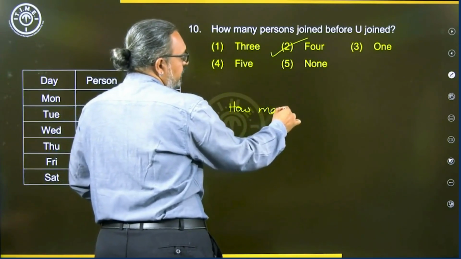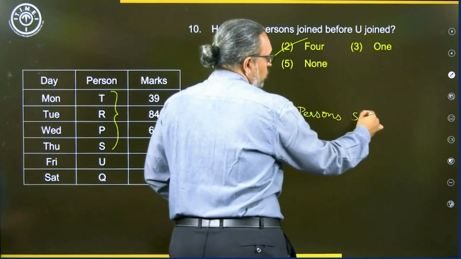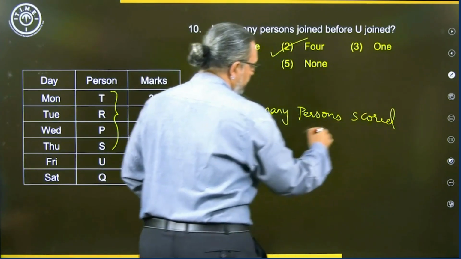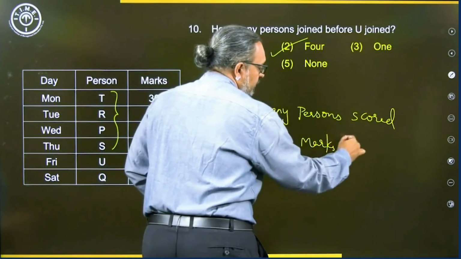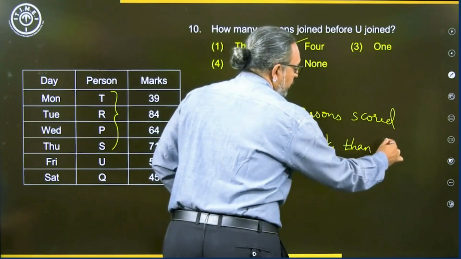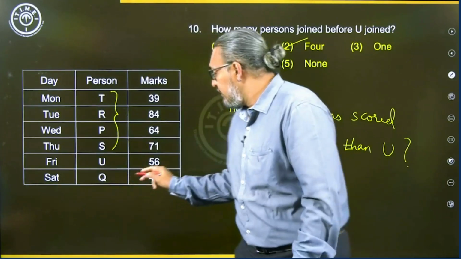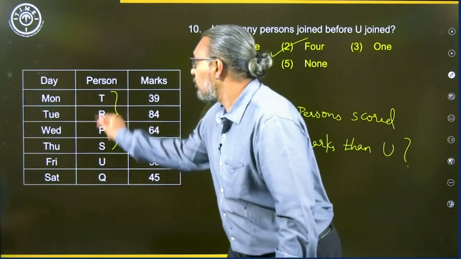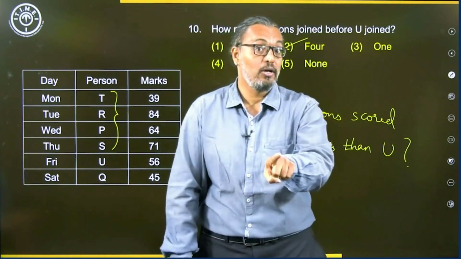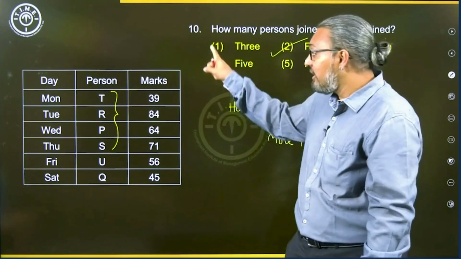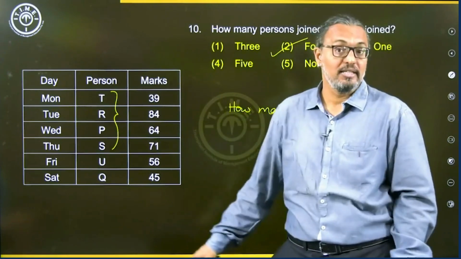How many persons scored more marks than you? Then you cannot simply look at U and say there are 4 persons above you. So my answer is 4. No, that is wrong. That can be done only when the marks are given in the ascending order from top down. But marks are not in the ascending order.